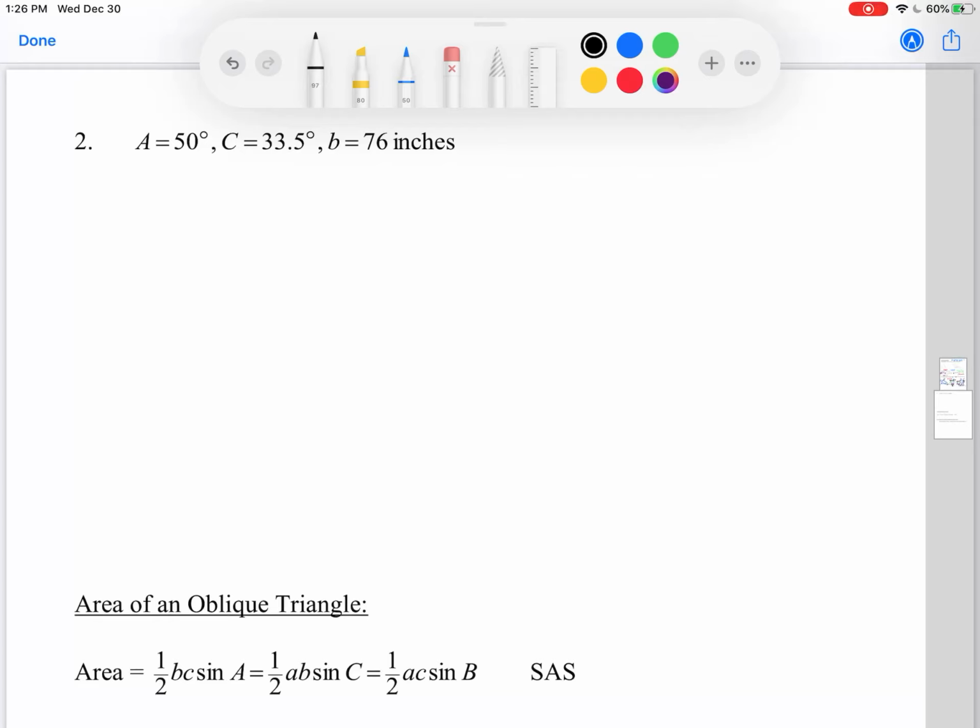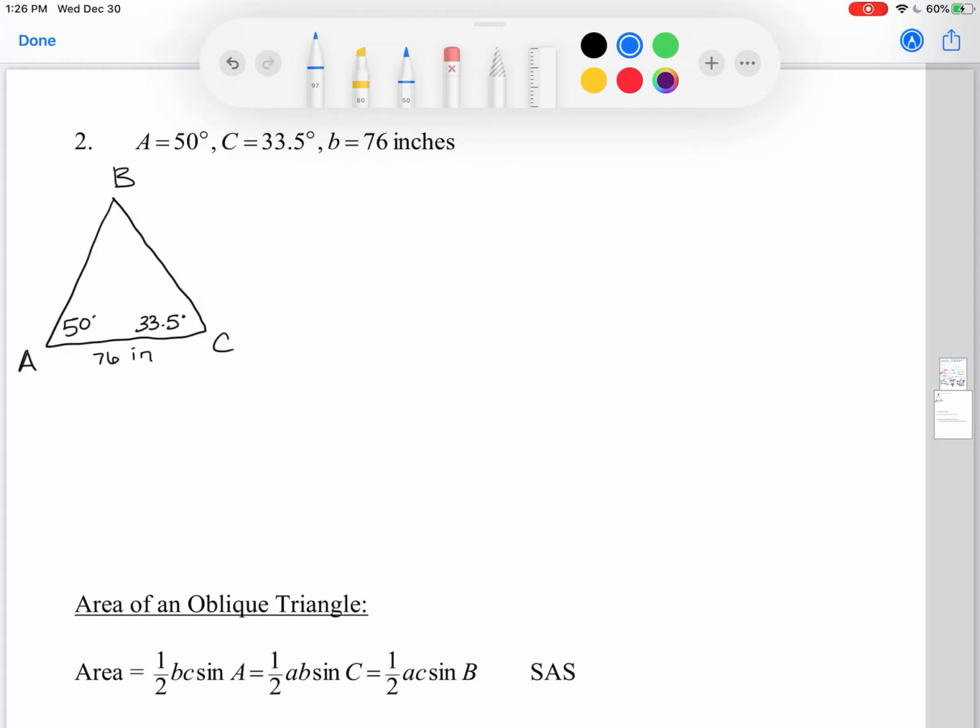All right. So to get started, again, start by drawing the triangle, labeling our angles A, B, C. Then we're going to label the information they gave us. So angle A was 50 degrees, C was 33.5 degrees, and side length B was 76 inches. All right. Well, if you look closely, they didn't tell us a matching set. We don't have both A's, we don't have both C's, and we don't have both B's. So we're going to have to use some information that we know about triangles to see if we can find a matching piece.